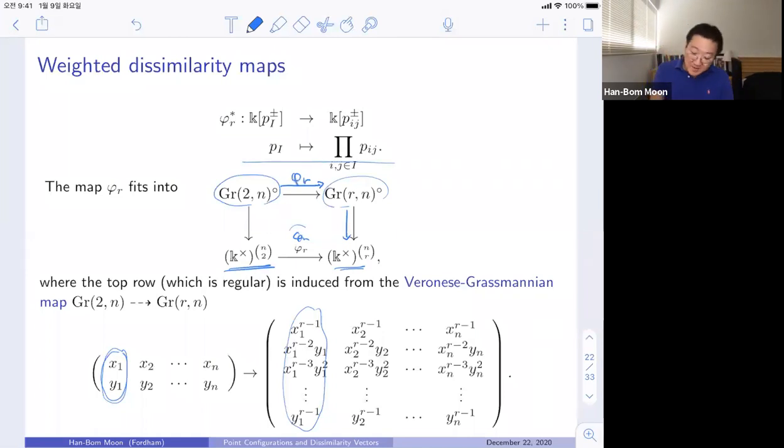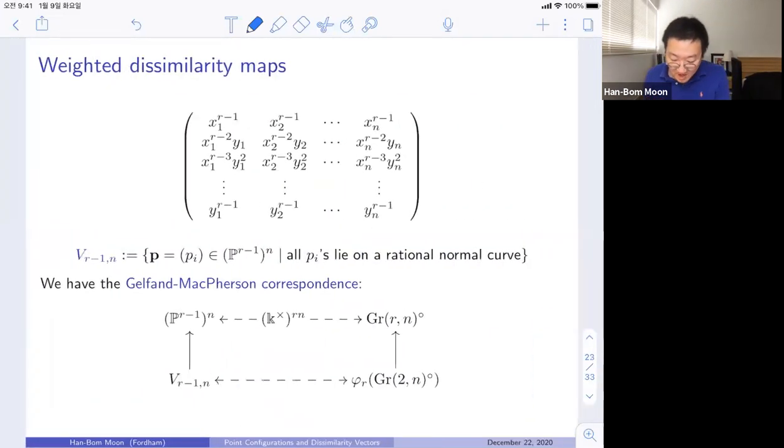The reason is that if we take any R by R minor of this image matrix, then this is a homogenized Vandermonde matrix. We already know how to compute the determinant of a Vandermonde matrix, which is the product of y_i minus y_j. If we homogenize it again, then this is exactly the product of determinants of minors here, which is exactly the product of p_ij. Okay.